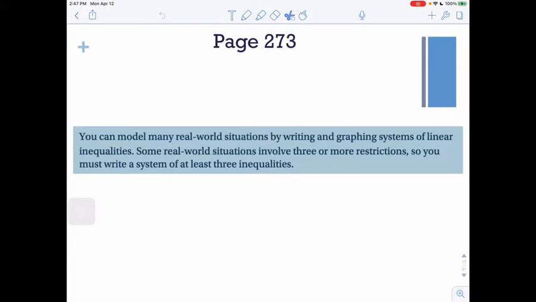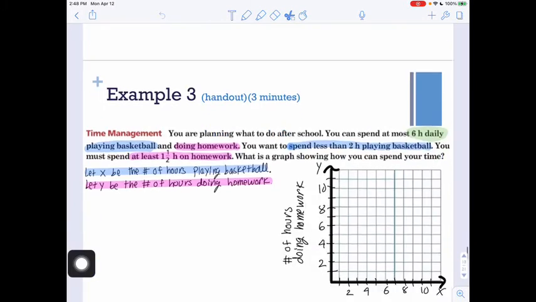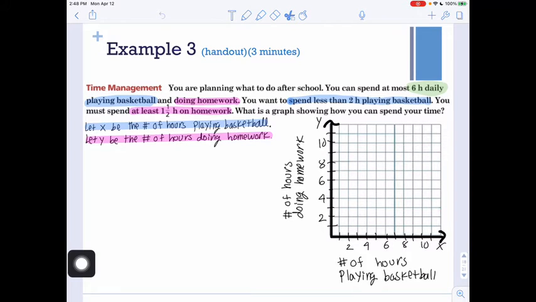Section 4.6, Example 3 on page 273. You can model many real-world situations by writing and graphing systems of linear inequalities. Some real-world situations involve 3 or more restrictions, so you must write a system of at least 3 inequalities. For example 3, you are planning what to do after school.